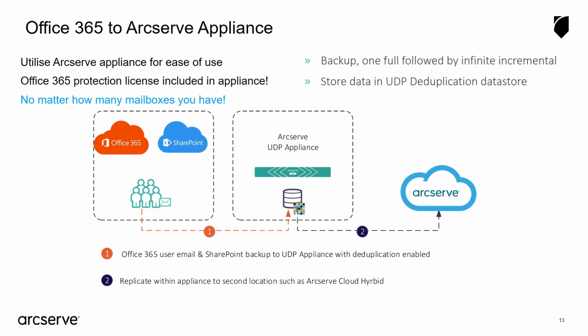And in this example, we can replicate your on-premise appliance, after you've backed up Office 365, into the Arcserve cloud. And again, our cloud is licensed by the deduped, compressed data that we send to our cloud. So it's very, very cost effective to hold an offsite DR copy in our cloud as well. That's just an example of how you could use an appliance and our cloud in combination with each other, which is what we call cloud hybrid.